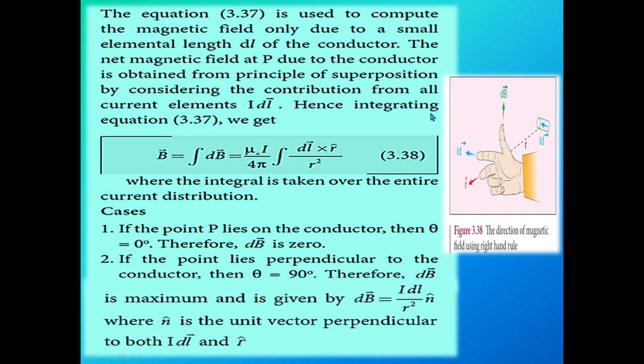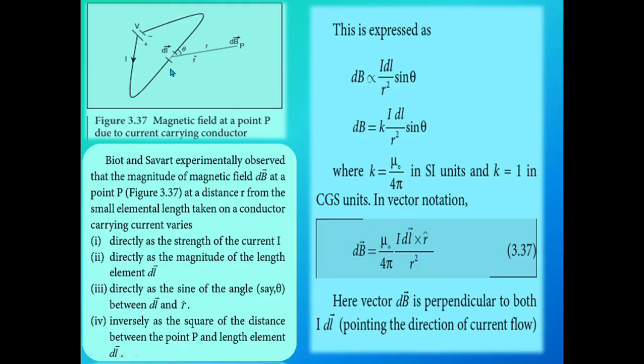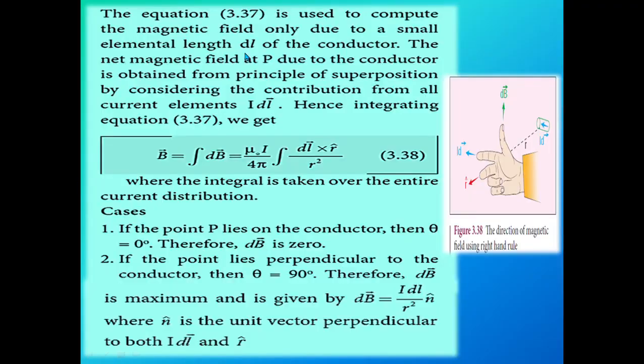Here from this diagram, the direction of the magnetic field is found using the right hand rule, Fleming right hand rule. Here the thumb represents the magnetic field, the forefinger represents the current, and the middle finger represents the distance. That means the current passes through the element to the point P. So from this right hand rule, we have explained this concept.